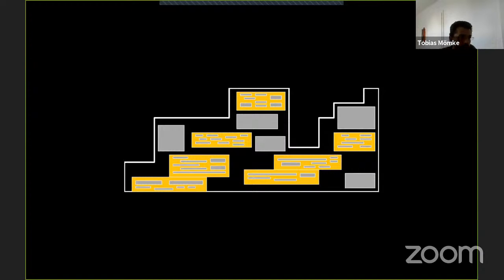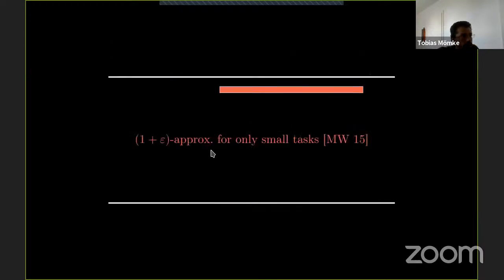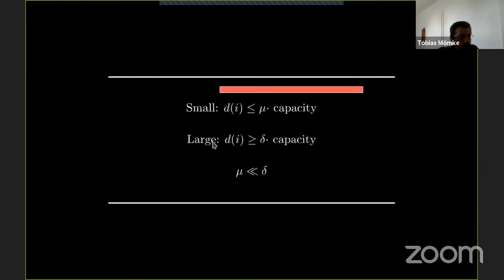So the idea is that the box takes the role of a large task. And for large tasks, there can be only few of them. If you look at the definition, a large task is larger than delta times the capacity, and delta is some small constant. So there can only be 1 over delta tasks stacked on top of each other. And then the size of the box is at least delta times the capacity, so the height of the box. What I did not say is that large means along the y-axis, so the capacity used is large. And small means the capacity used is small.